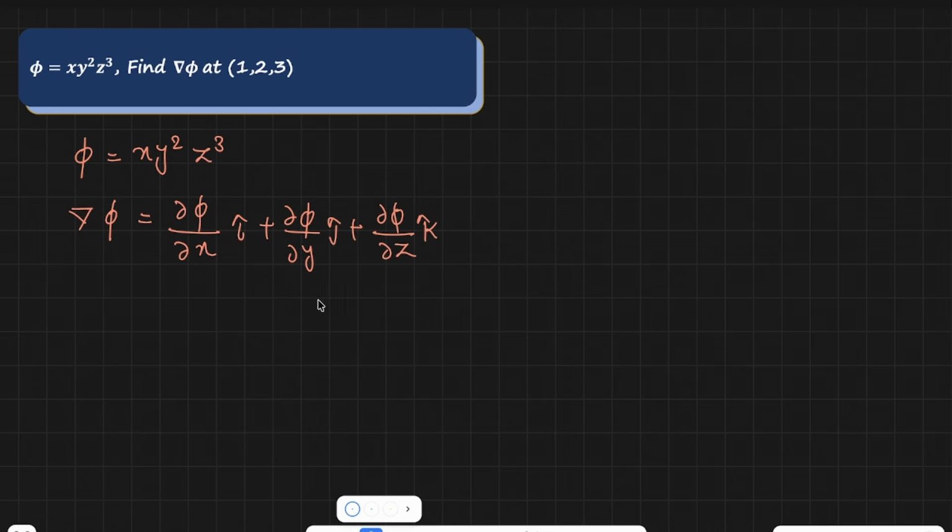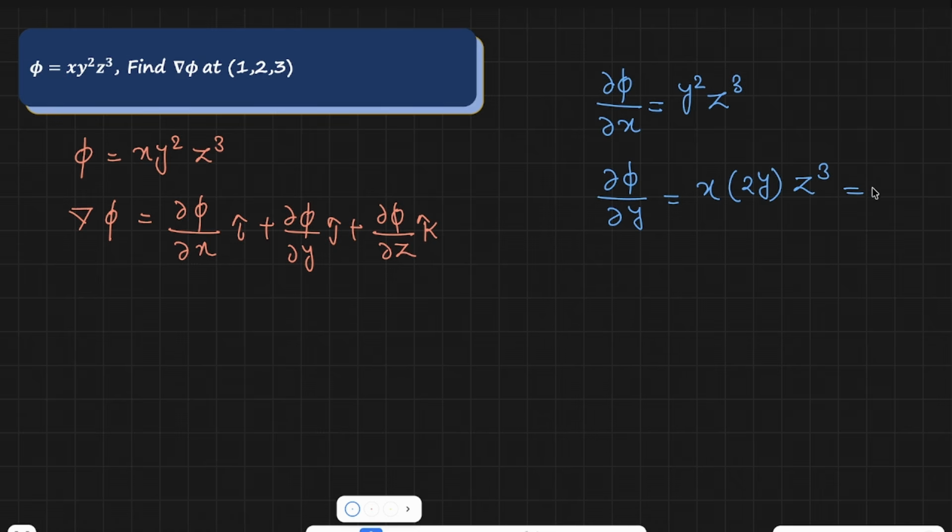Now here again you have to find the partial derivatives. The partial derivative with respect to x: when I differentiate partially with respect to x, that will be y square into z cube. Partially differentiating with respect to y, x is as it is, the partial derivative of y square is 2y, and z cube is as it is. So it will be 2xy z cube.